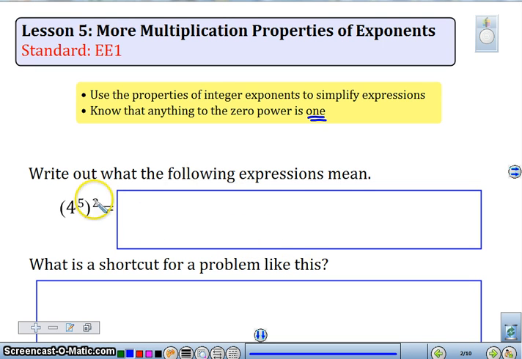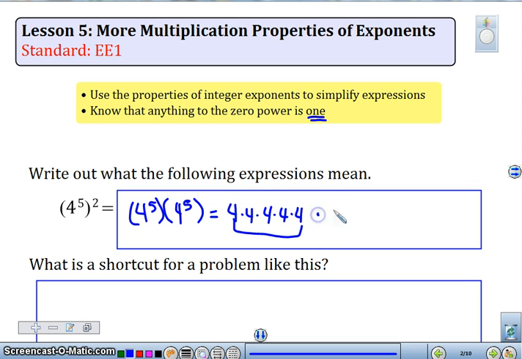Here's one. When you see something to the second power, what does that mean? It means that we're taking 4 to the 5th times another 4 to the 5th power. So we have 4 to the 5th times 4 to the 5th. What does that really mean in our expanded form? It means we should have 5 4s being multiplied times the second group of 5 4s.